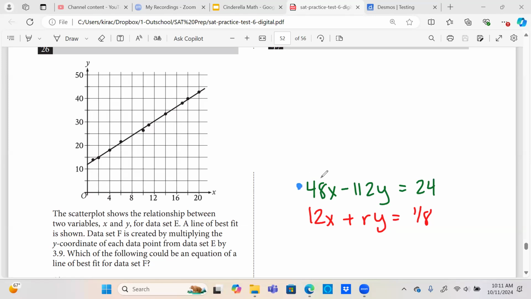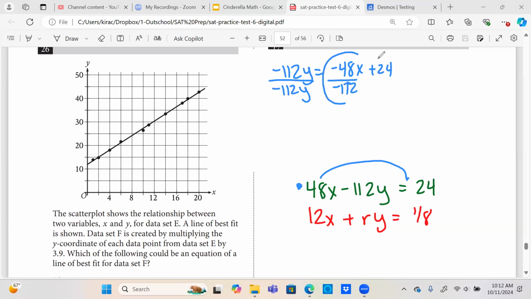So converting this one, the x would come over. So negative 112y equals negative 48x plus 24. Divide by negative 112. I'm only going to mess with the slope. We don't care about this. Negative divided by negative would be positive, and 48 over 112 reduces to 3/7. You can just use your calculator or use Desmos. So you'd have y equals 3/7 x, and then blah, blah, blah. We don't care. Slope is 3/7.